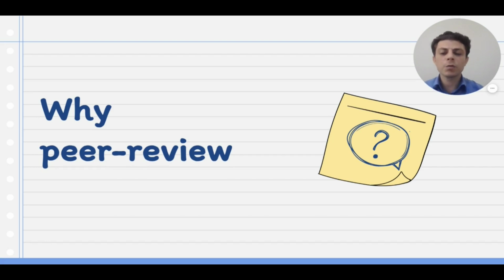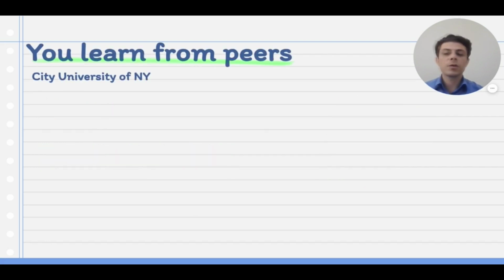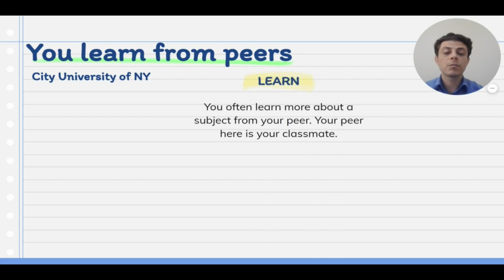Now, why do we peer review? According to the website of City University of New York, it says you learn from your peers more than you learn from others. You learn from the people who are doing the same thing. So here your peer is your classmate.